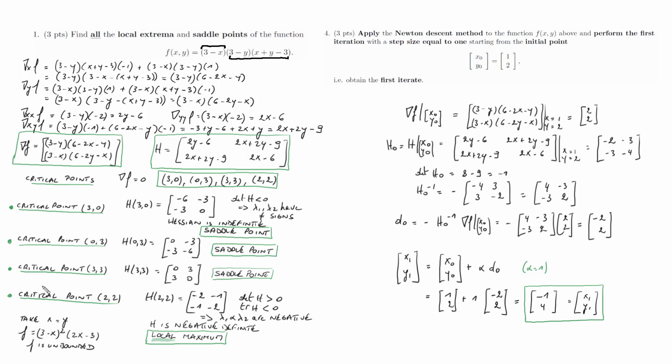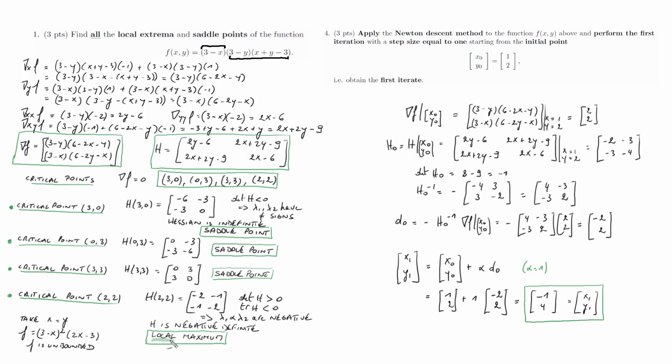And then we're left with the last critical point. If you plug in, you obtain this Hessian over here, and here the situation is different. The determinant is positive. You can see that the trace is negative, so the two eigenvalues are both negative. So H is negative definite. We have a local maximum.